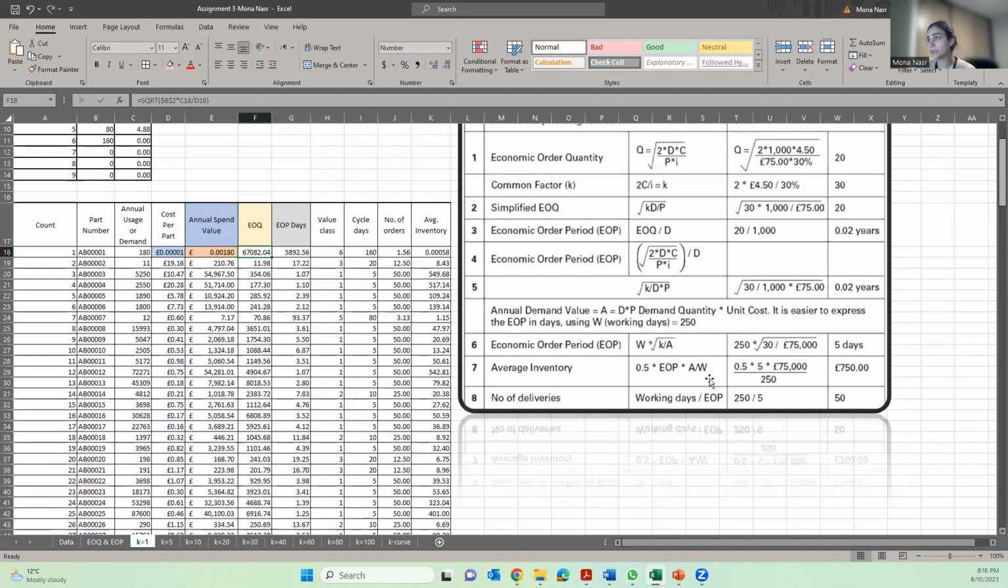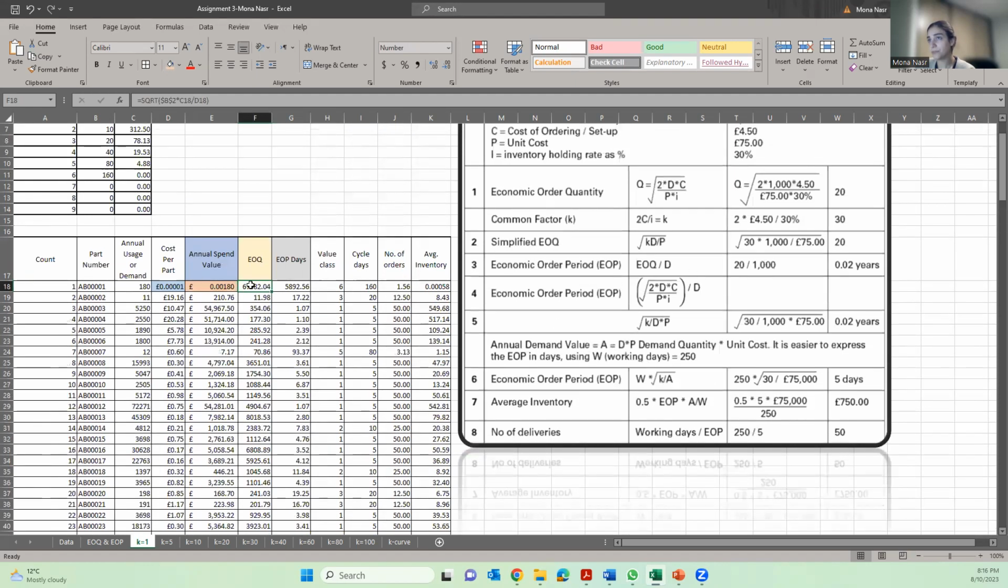EOQ. Here also you can see the formula in the picture, and in the box above we have the formula. The formula is the square root of K times D divided by P. For the first item, as you can see, it's going to be 67808.04.